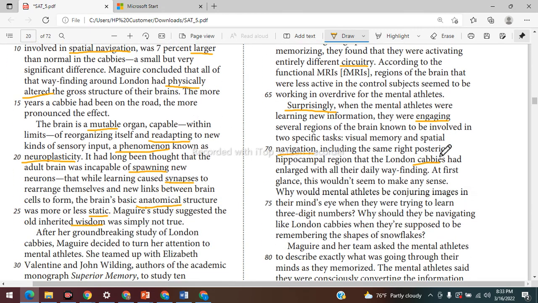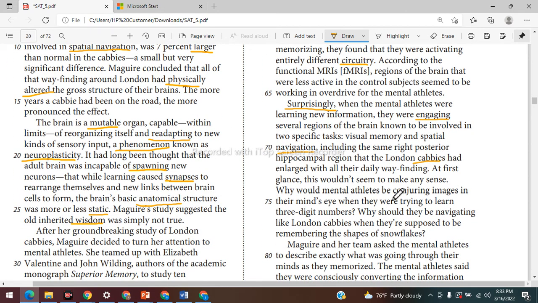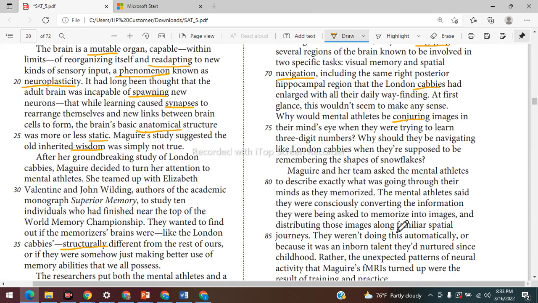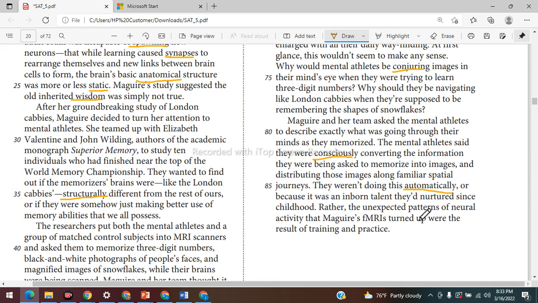Okay. Conjuring. Consciously. Automatically is a good word, and I think that's good. Distributing, right? Yeah, so those are words that we need to remember. Words that we need to remember. All right.